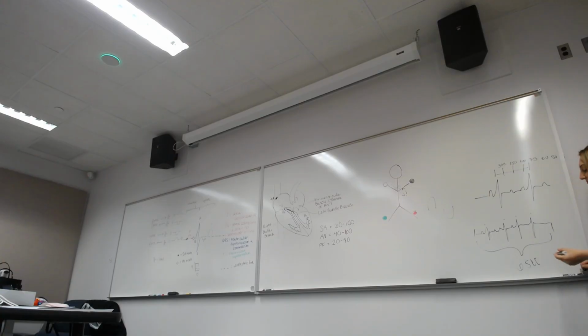So I have 1, 2, 3, 4 beats over the course of 6 seconds, which gives me a heart rate of 40. Make sense?